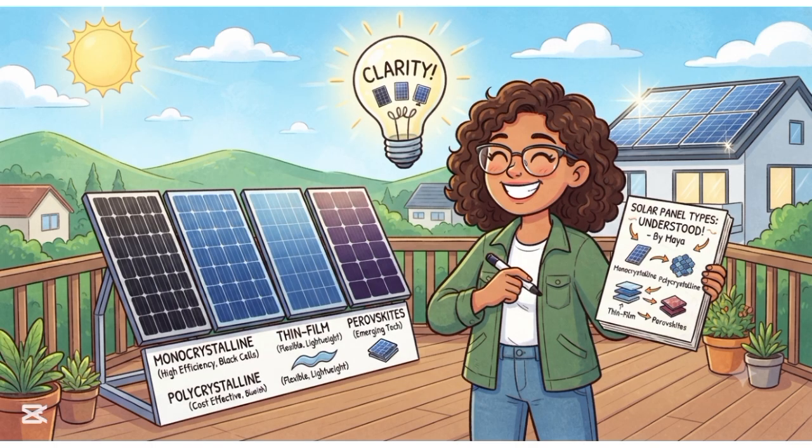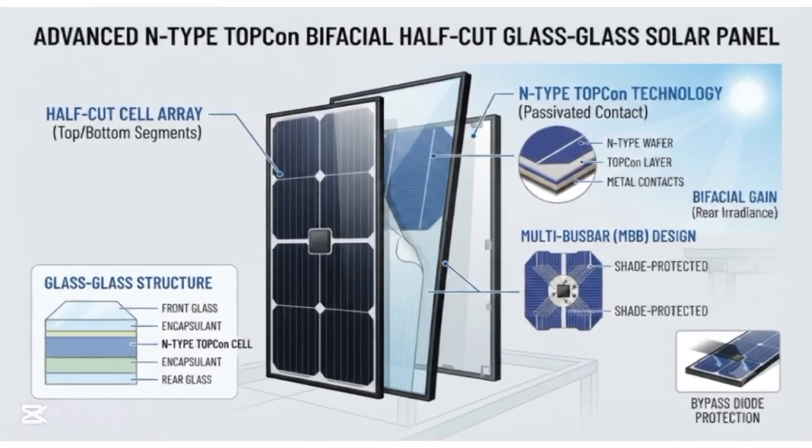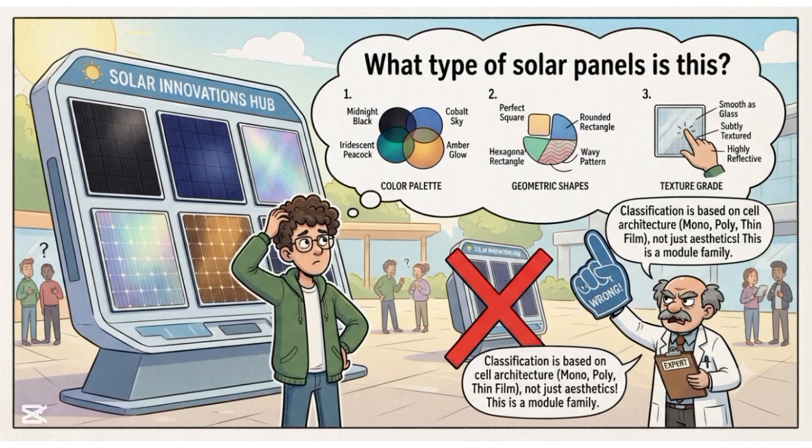A modern premium solar panel can accurately be described as monocrystalline N-type, TOPCon, half-cut, bifacial, shade-protected, multi-busbar, and glass all at the same time. Each term describes a different characteristic of the same module rather than contradicting the others. This is why asking, "What type of solar panel is this?" without specifying the context often leads to conflicting answers.